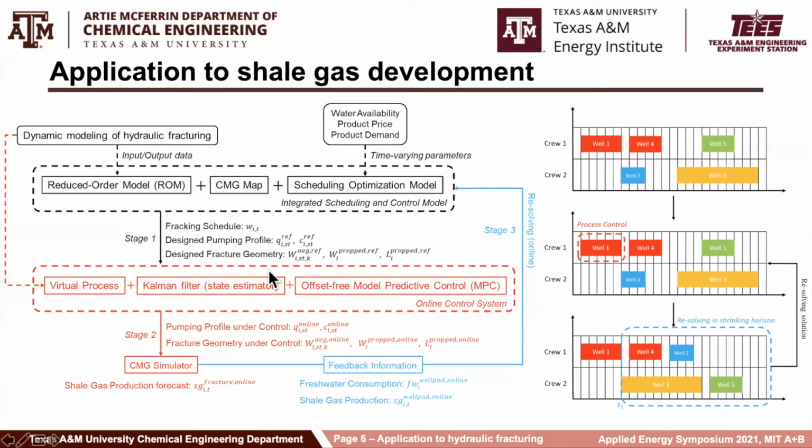So the online implementation of this framework is illustrated by this example. By solving the integrated model, the optimal schedule and output reference are obtained. Then, when the first well starts to be fractured based on the offline schedule, the online control system will be initiated to track the reference. Once this well path is completed, the real freshwater consumption and the shale gas production will be sent back. Then the integrated problem will be resolved online for the remaining well paths and in a reduced schedule horizon. This procedure will be repeated.